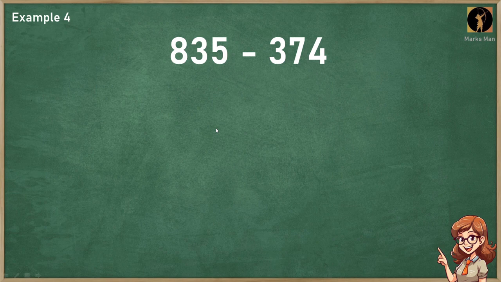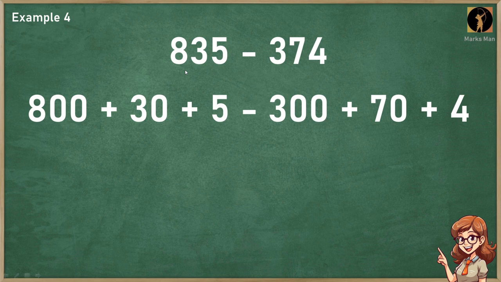Next example, what is 835 minus 374? We just need to follow the steps. We need to separate each number to its digit value. In 835, the value of 8 is 800, and the value of 3 is 30, and the value of 5 is 5. Minus, in number 374, the value of 3 is 300, the value of 7 is 70, and the value of 4 is 4.